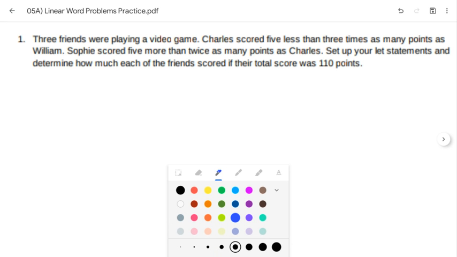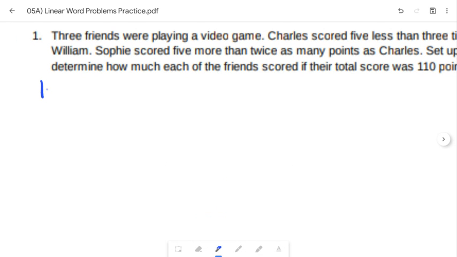When we set up our let statement, we first have to think about who's your basic person, who's being compared to. Right now, Sophie's being compared to Charles, but Charles is compared to Will. So really, we're going to let William be the base. We let William equal W. I could have let William equal X, Y, Z, Q, whatever.